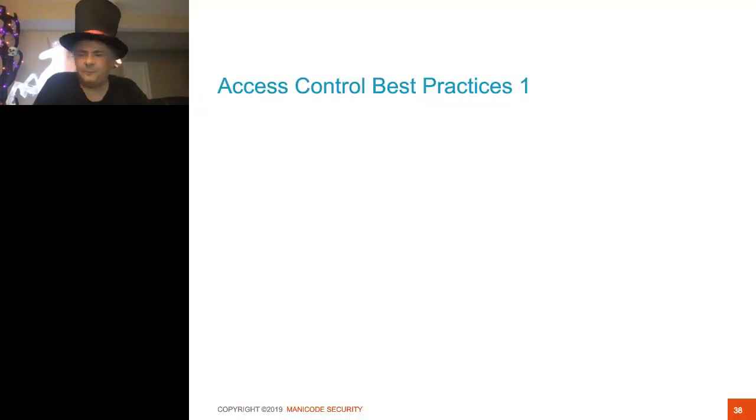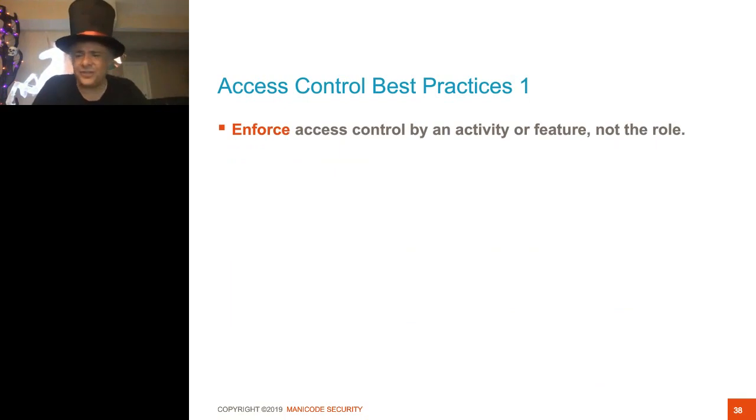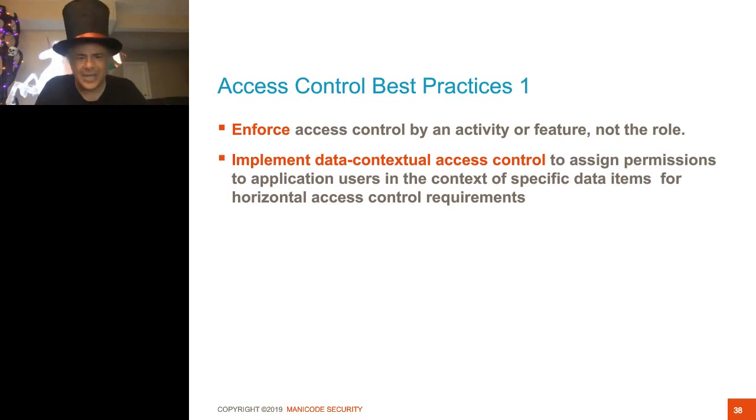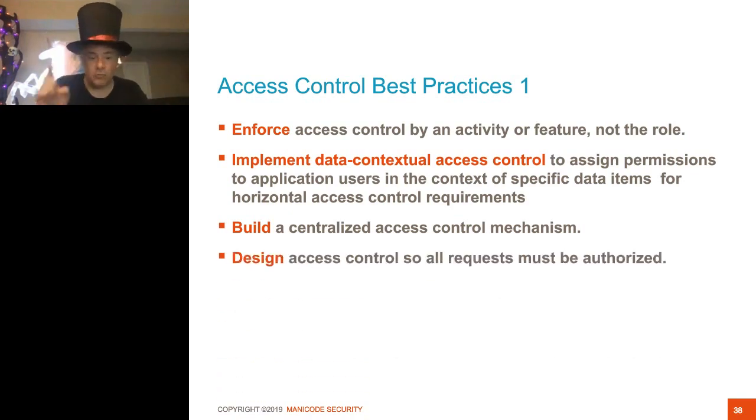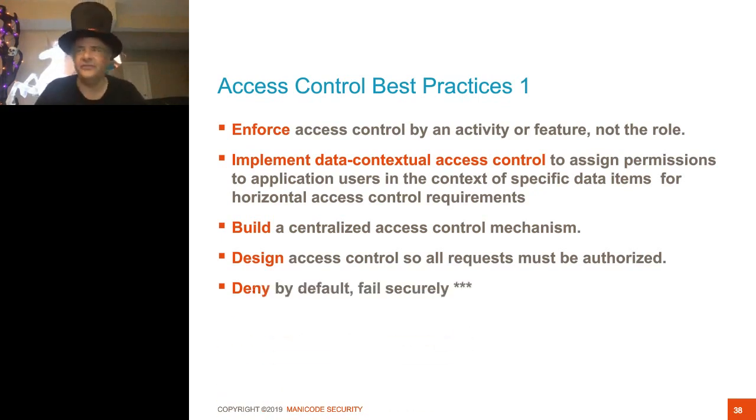A few final notes: best practices, right? Number 1, enforce access control in your code at the enforcement point by an activity or feature name, not the role itself or anything policy driven. Number 2, implement data contextual access control in a standardized fashion like we just looked at. Number 3, build a centralized access control mechanism as opposed to it being scattered all over your code base. Number 4, make sure all requests are authorized. A filter is ideal for this kind of security need. Deny by default, fail securely. If something goes wrong, don't give access, right?